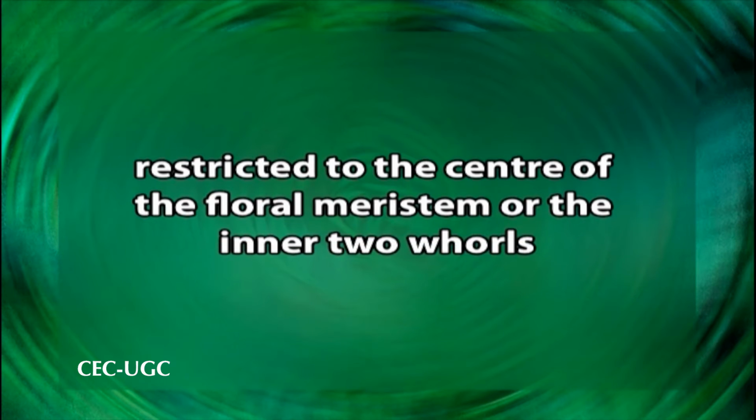AGAMOUS is turned on by the floral meristem identity genes LEAFY and WUS and is restricted to the center of the floral meristem, or the inner two whorls. This way, floral identity and region specificity is achieved. Once AGAMOUS is activated, it represses expression of the WUS gene, leading to the termination of the meristem.